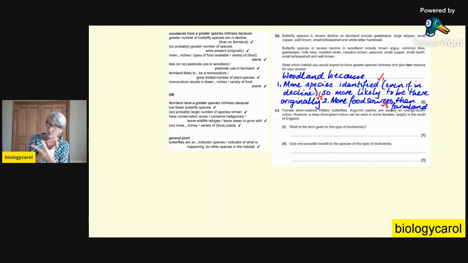It's not habitat because it's not talking about the habitat. It's not species because we're not talking about lots of different species, because we're only talking about a single species. And therefore it must be genetic diversity by a process of elimination, which it was.